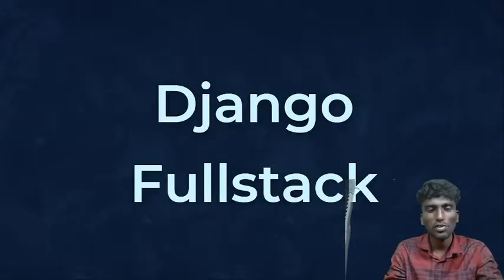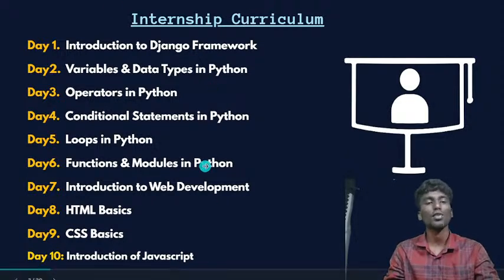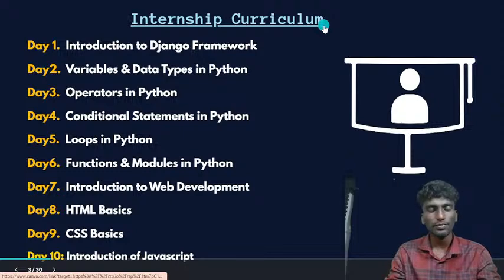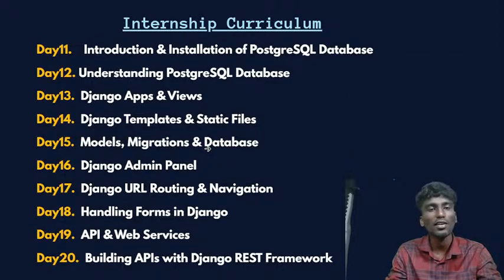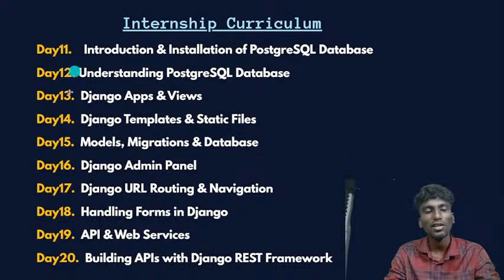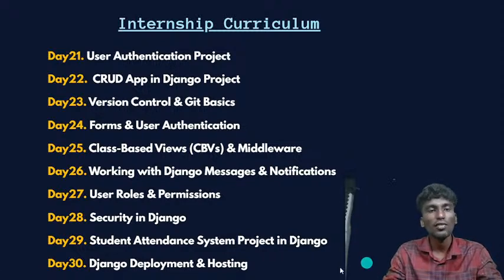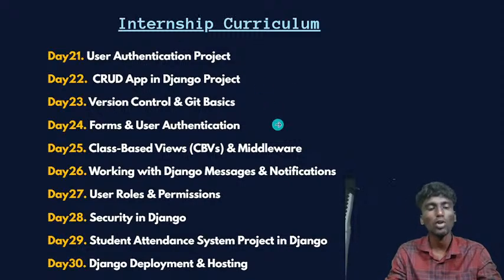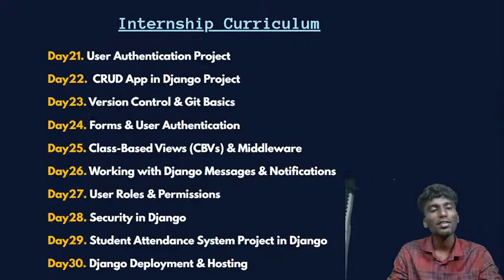I will just show the internship curriculum. On the first day we discuss the Django framework. These are the 10 days of content for the internship. For another 10 days we discuss how to install PostgreSQL, understand the PostgreSQL database, and Django apps and views. These are the next 10 days of the curriculum. In days 21 to 30 we discuss user authentication and project code, including a mini project, and we also deploy and host the project. These are the 30 days of the internship curriculum.